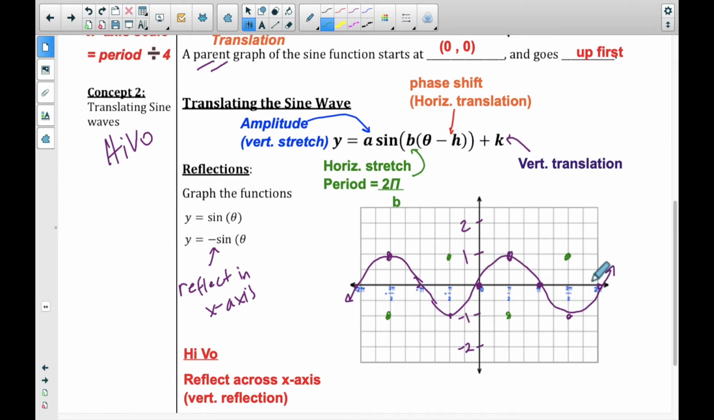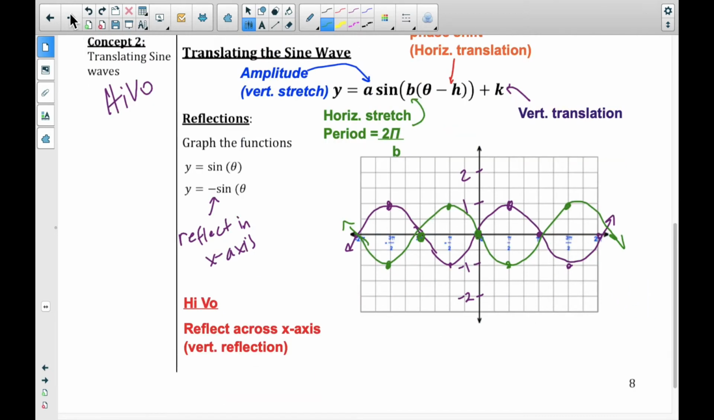All right, so here's my sine function. When I reflect this in the x-axis, this point's going to be reflected down here. This point's going to stay where it is. This one's going to come up here. This one stays where it is, and so forth. And so I'm going to connect these now. Another thing is, all of these graphs should have an arrow on the end showing you that they go on forever that way. Okay, so my other graph, the negative sine of x, is going to be like this. It has reflected across the x-axis.